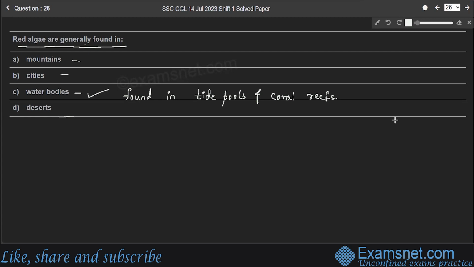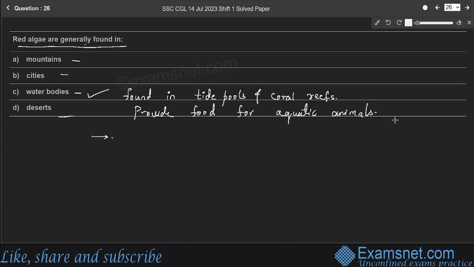Red algae provide food for aquatic animals. So they provide food for aquatic animals, right? Red algae are named red because of their red color, which they obtain from the pigment phycoerythrin.